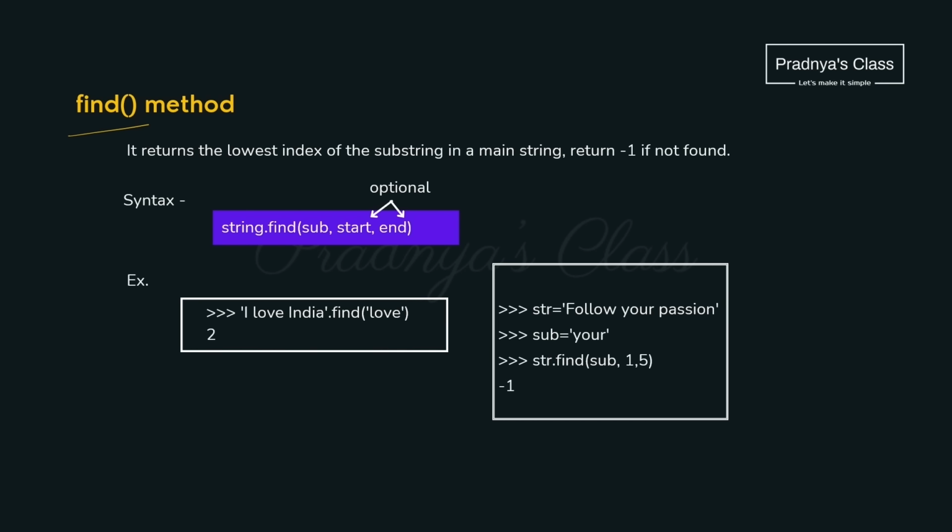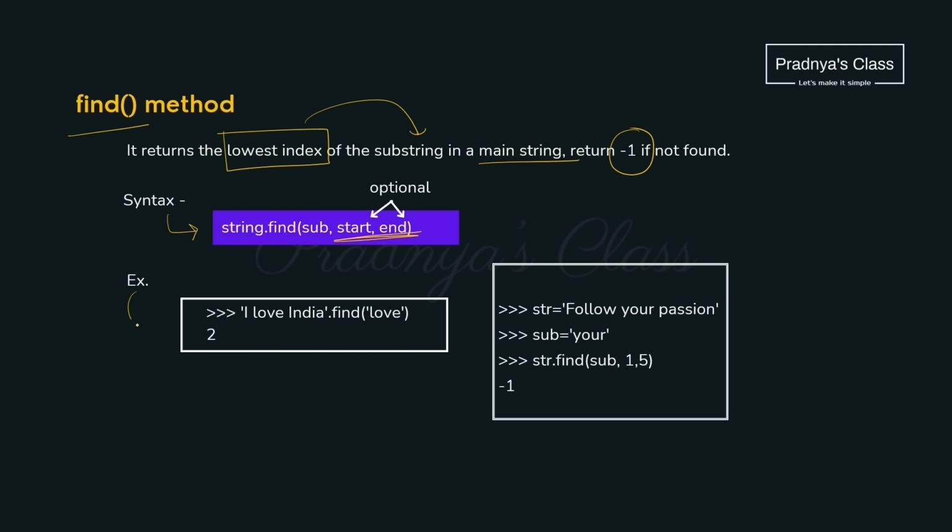It's time to move ahead and discuss another method. The name of the method is find. It will return the lowest index of the substring in a main string. If we cannot find the substring, then -1 will be returned. Have a look at the syntax. Starting and ending index is optional. If you want to search the substring in a particular range, then you can mention start and end.